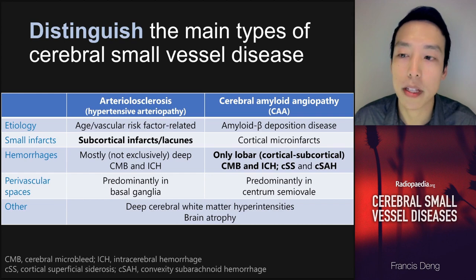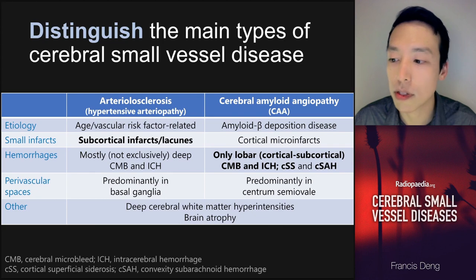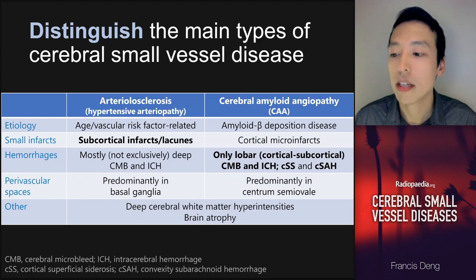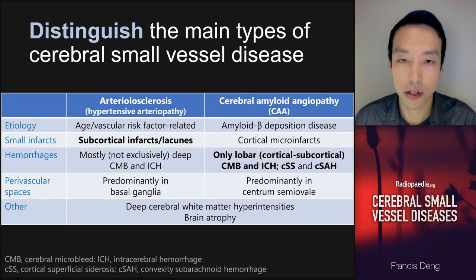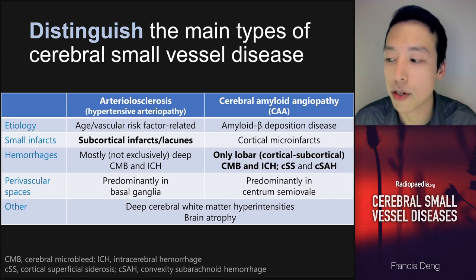The main finding with hypertensive arteriopathy are subcortical infarcts and, in the chronic phase, lacunes. You can have hemorrhages as well, and these are mostly, but not exclusively, in the deep brain. In the basal ganglia, the thalami, and the brainstem, you can have cerebral microbleeds as well as presentations of intracerebral hemorrhage.